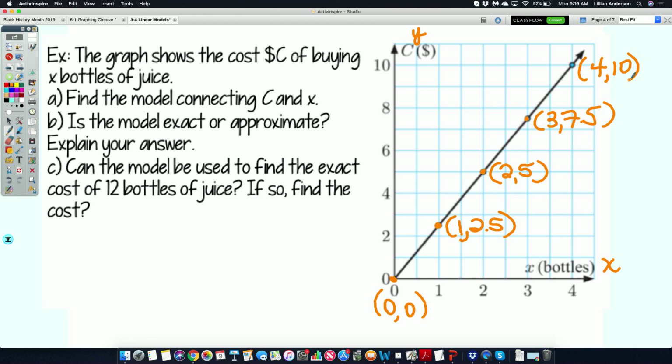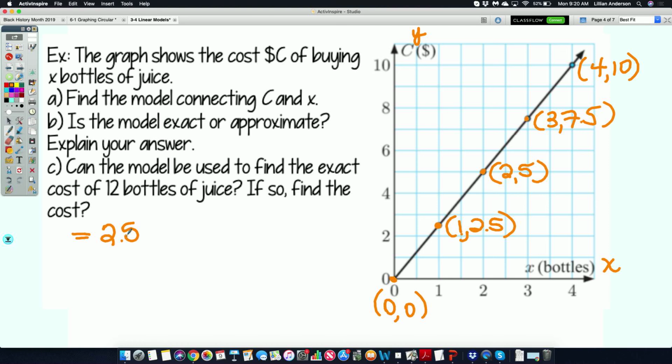Now, as you look at each one of these points, your y's are increasing by how much? 2.5. Your x's are increasing by what? 1. And when it comes down to writing the model connecting C and x together, the change of your y's over the change in your x's represents your gradient. So that 2.5 over 1 is going to represent your m.